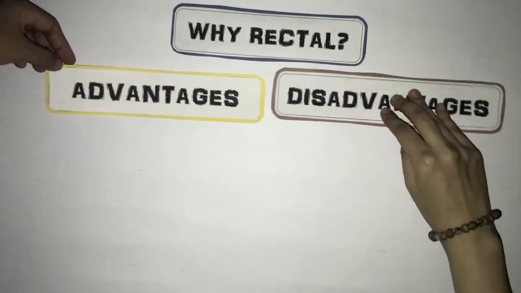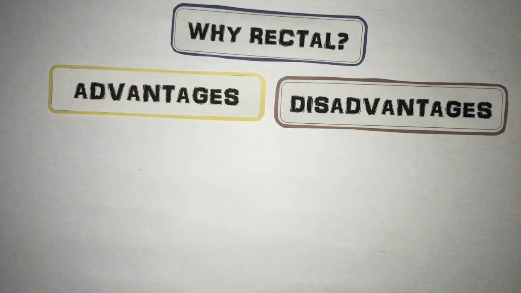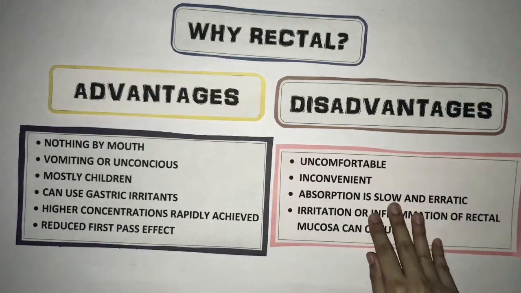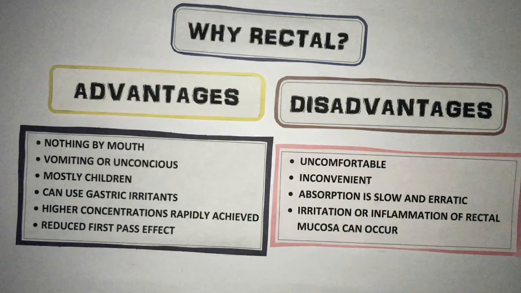So what are the advantages and disadvantages of rectal route? It is a preferred alternative to oral administration for vomiting or unconscious patients, uncooperative children, and gastric irritants; higher concentrations are achieved, with reduced first pass effect. However, it is mostly uncomfortable and inconvenient to patients, absorption is slow and erratic, and irritation or inflammation of rectal mucosa can occur.